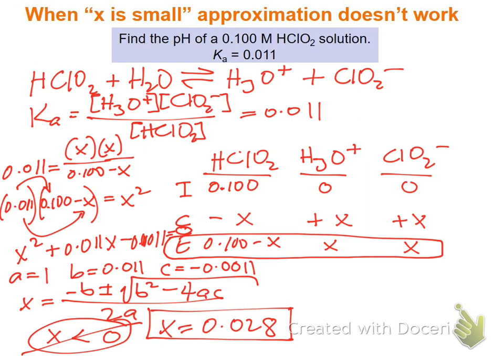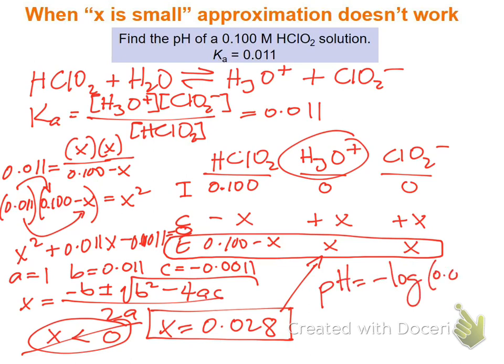All right, so because this is the value of x, this is also the concentration of the H3O+, right? And so pH is equivalent to the negative log of the concentration, which is 0.028, and the answer is 1.55. So we have a pH of 1.55, which is still considered acidic, but it's a weak acid.